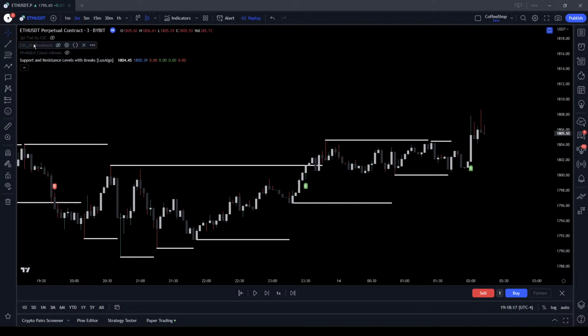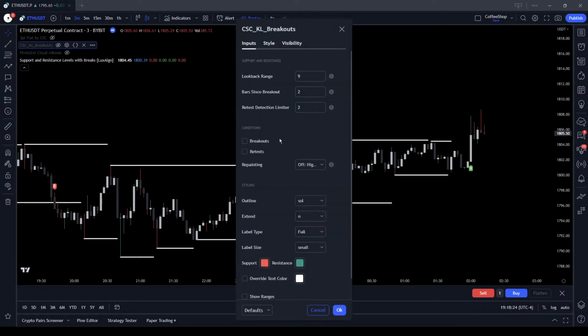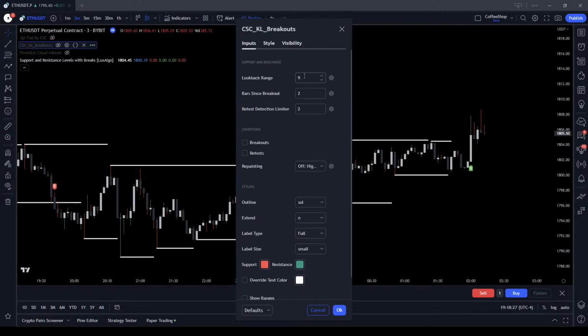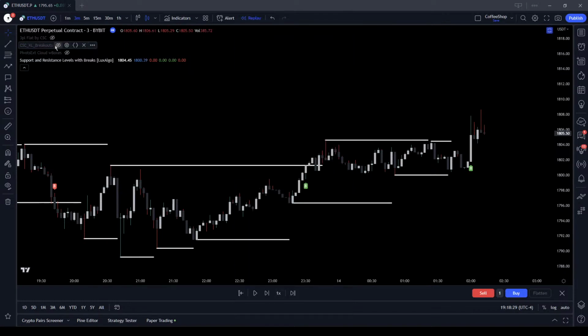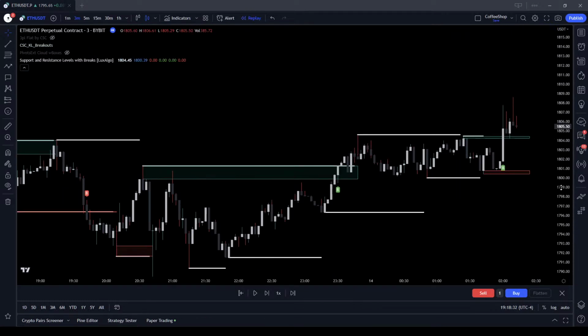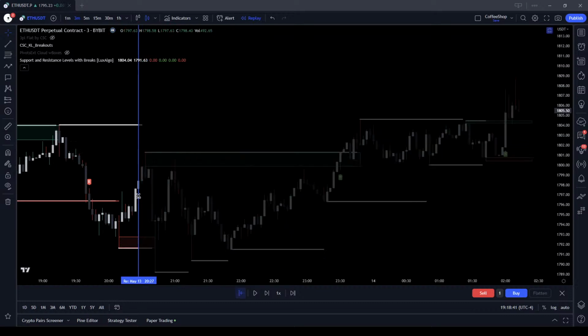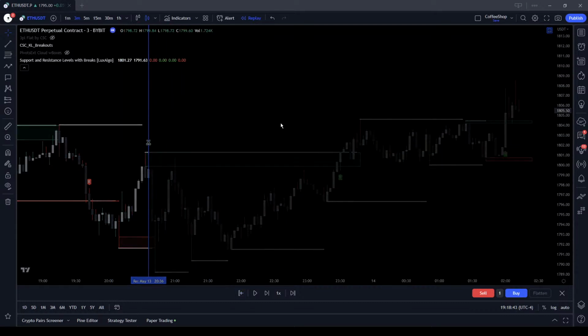Okay, let's try putting mine on. CoffeeShopCrypto, key level breakouts, right? Let's see. Yep, we're already set for 9. Good. There. It's giving you actual support and resistance zones that you need to break out of, right? Here you go. It's drawing this out instantly. So let's hit the replay.